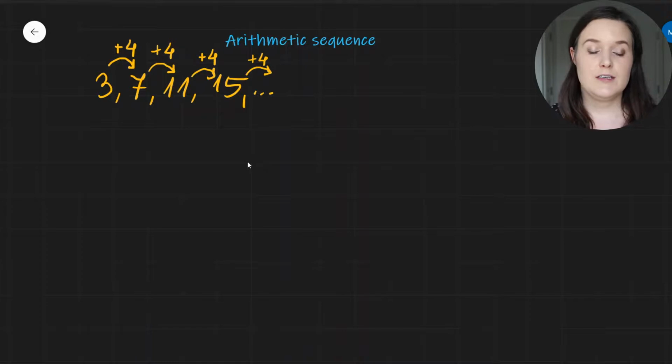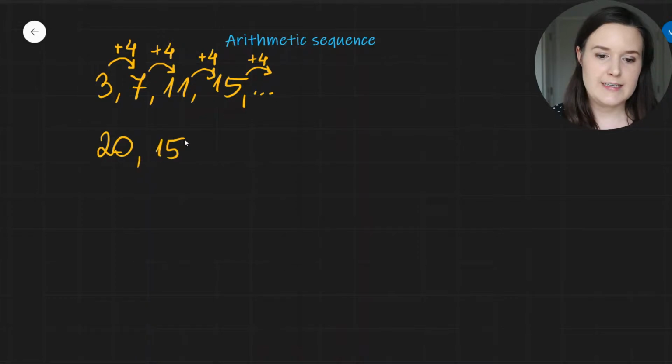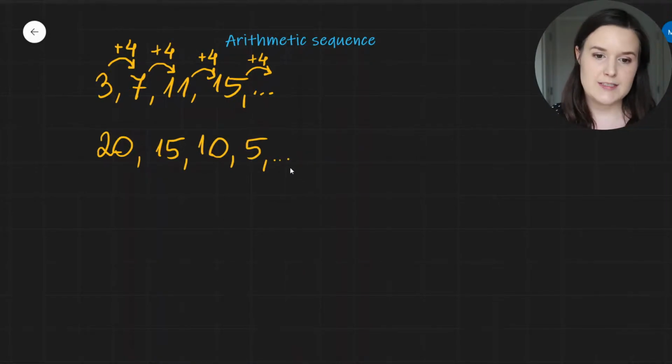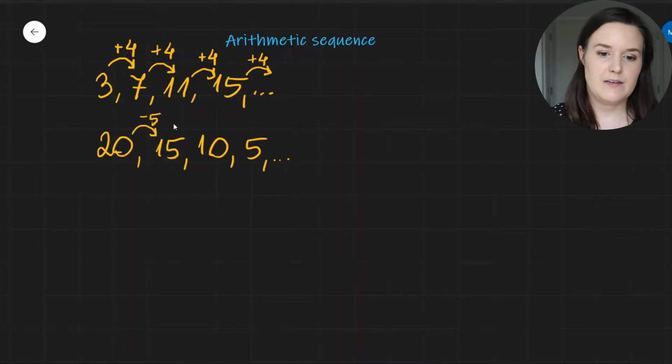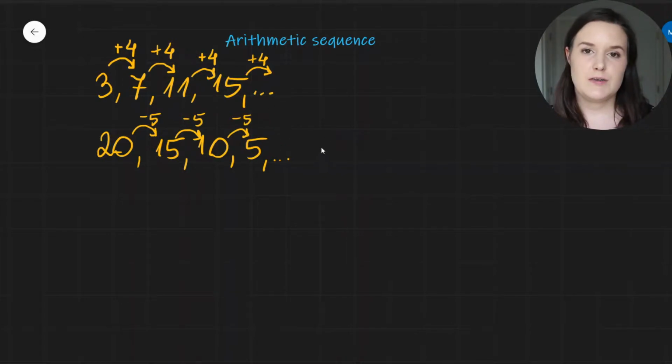Of course, you can add negative numbers as well, and then you will have, for example, 20, 15, 10, 5, and so on. And now it's still an arithmetic sequence. The rule is add minus 5. Add minus 5, add minus 5, add minus 5. So this is also an arithmetic sequence. But this number that you add has to be the same each time.